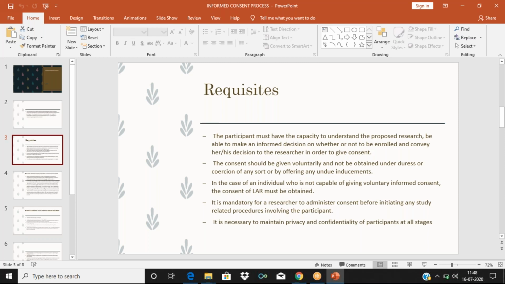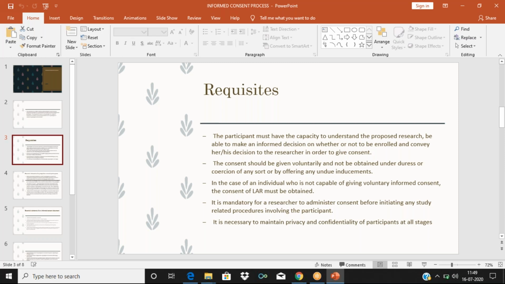A legally acceptable representative, in the case of a child, is the parent. The parent can give the consent to include their child in the research. So when the participants are incompetent, and the researcher still wants to do the study, then a legally acceptable representative can give the consent. The researcher has to obtain the consent from the legally acceptable representative.